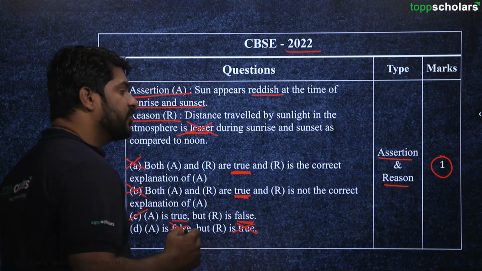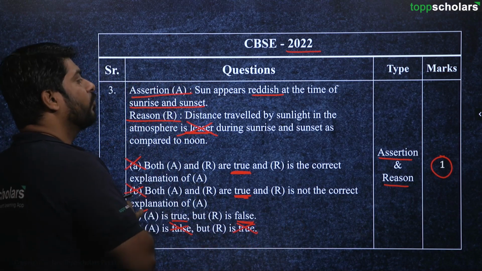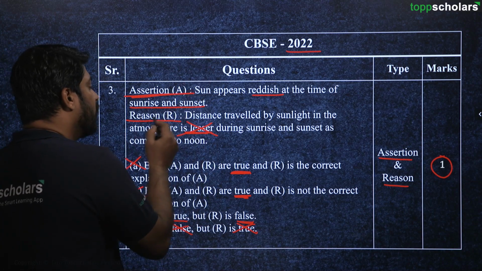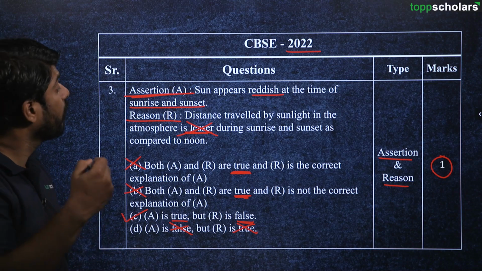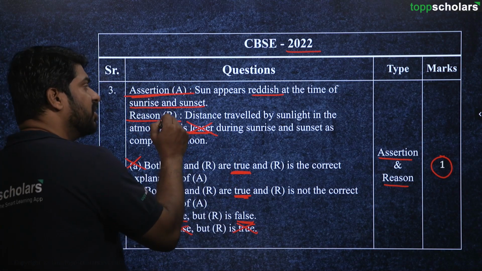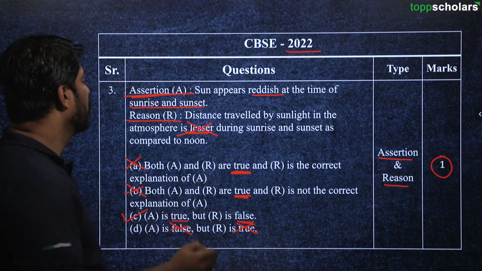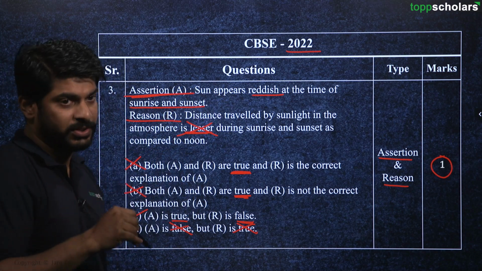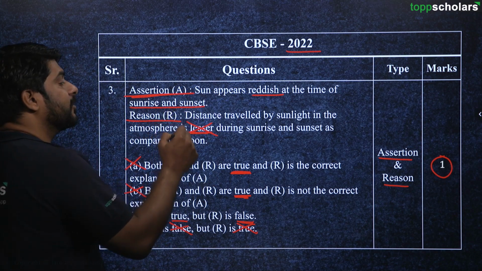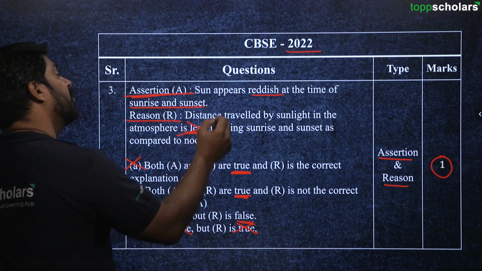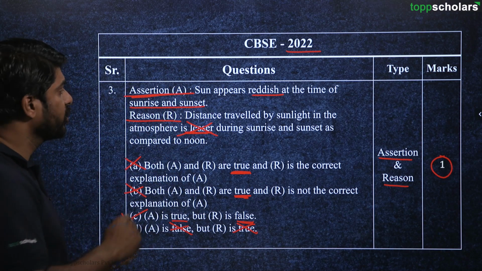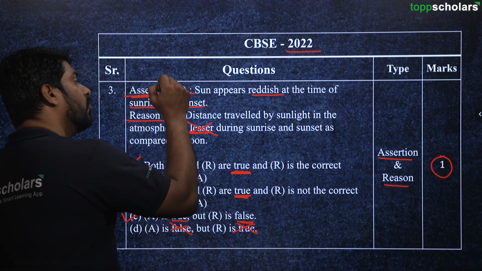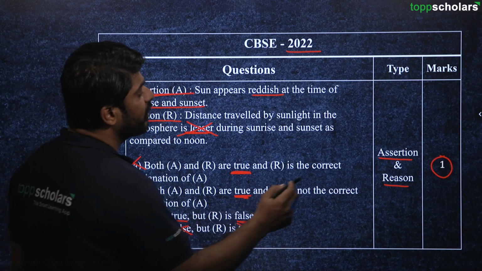Assertion and reason questions actually want that kind of an answer. Why the assertion is right, and if it is wrong, why it is wrong, and why the reason is right. If it is wrong, then why it is wrong, and if it is the reason for the assertion, then why it is the reason. If it is not really the reason for this assertion, then why it is not the reason. Sometimes it may happen that the reason is true, but it is not the correct reason for the assertion that is given. In that case also we have to explain why it is not the reason for this assertion. So this is for 3 marks.